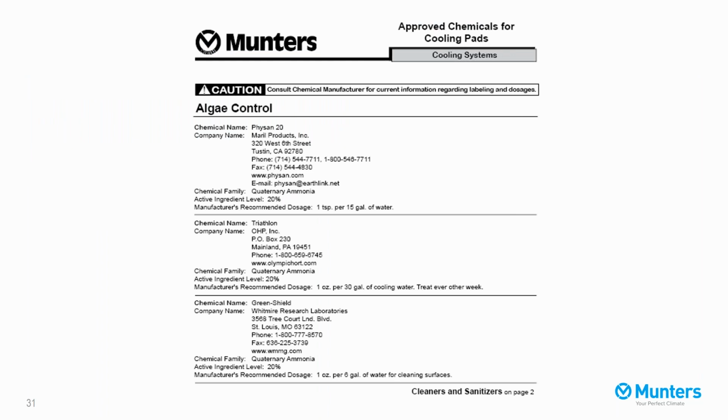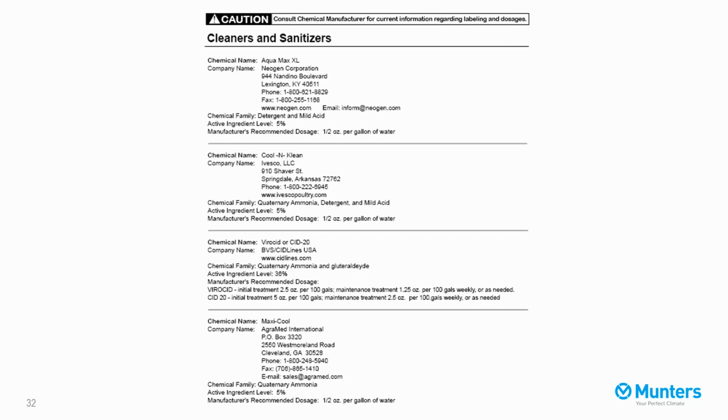Munters does provide a list of approved chemicals for algae control, like here, and cleaning and sanitizing. And I believe that may be in the handouts. If not, it can be sent out to you later.